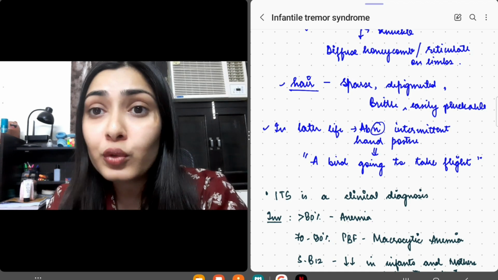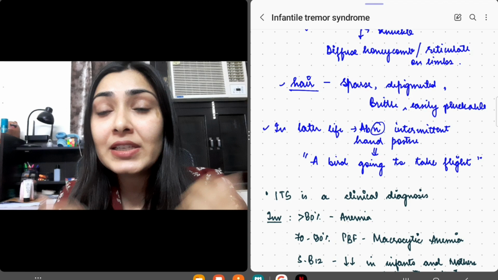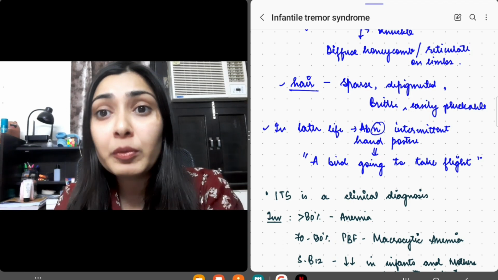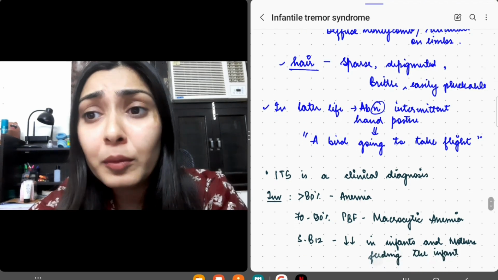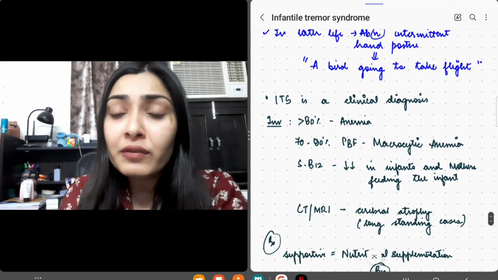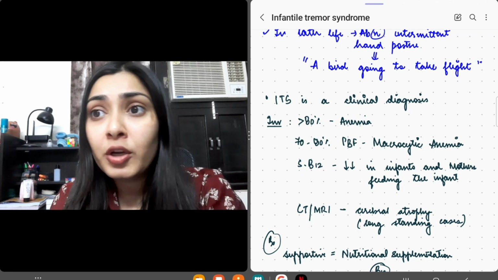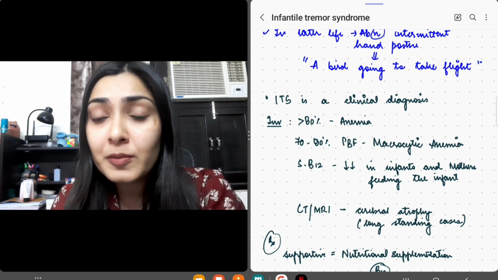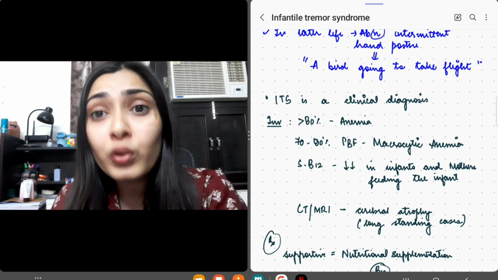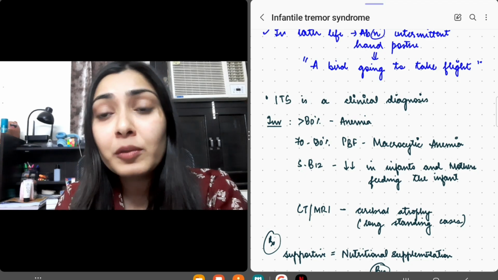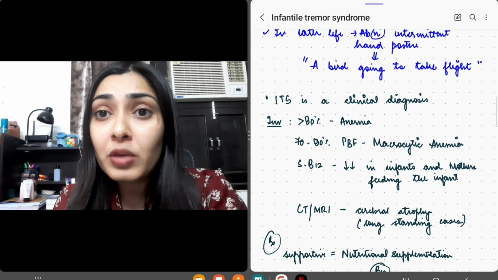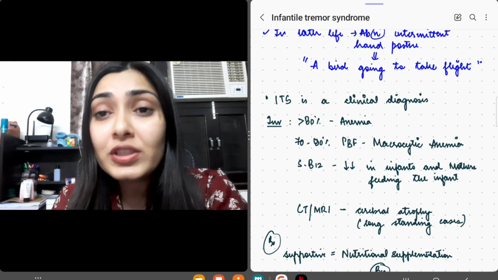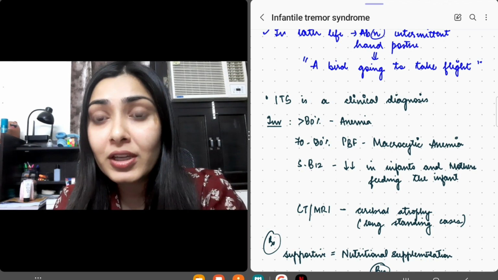So ultimately, because the etiology is unknown, we don't have a per se diagnostic test. It is a clinical diagnosis. You'll see mental changes, you'll see classical tremors, you'll see signs of vitamin deficiency, including hyperpigmentation of knuckles, sparse hair, depigmented hair, brittle hair, easily pluckable hair, and you'll do routine investigations to see whether the child has anemia or any specific nutrient deficiencies. In more than 80% of cases, the child will have anemia of some sort, and in 70 to 80% of cases, the PBF, that is the peripheral blood film, would show macrocytosis, macrocytic anemia.